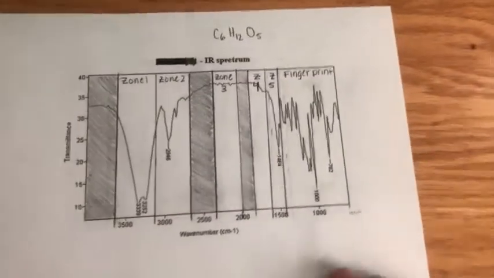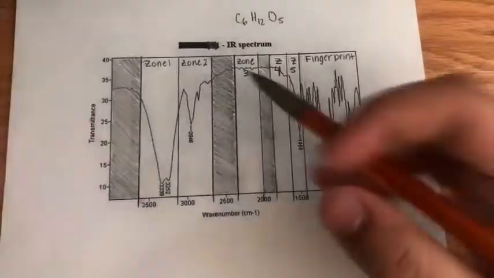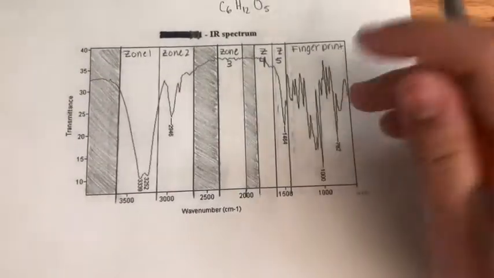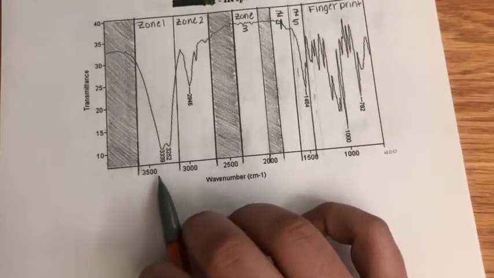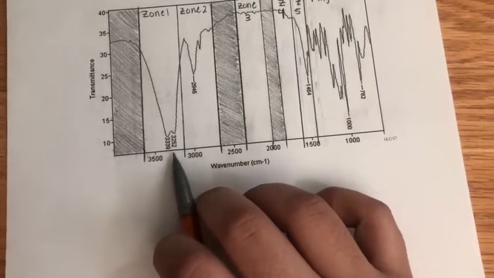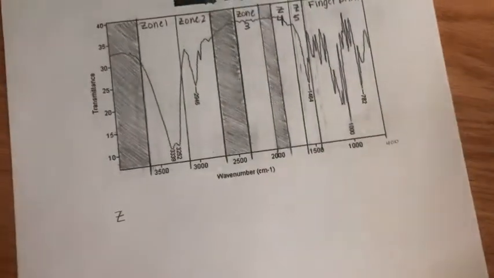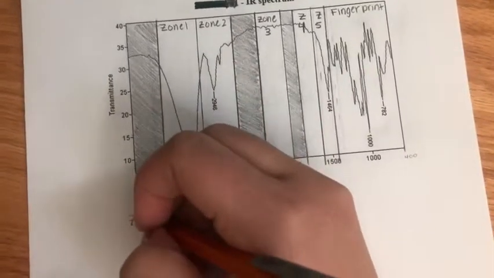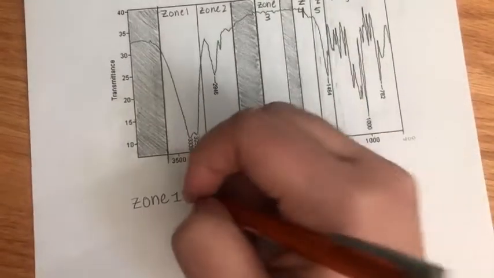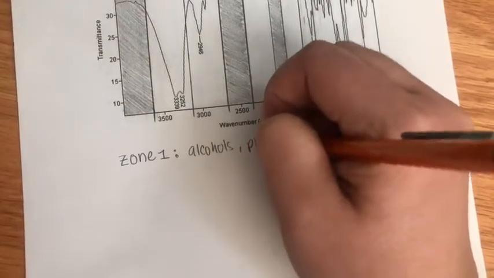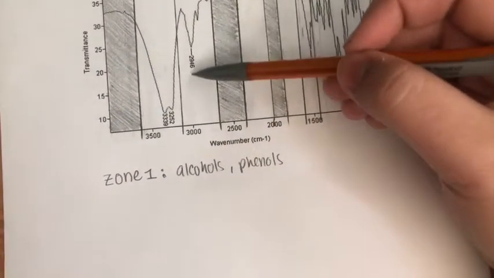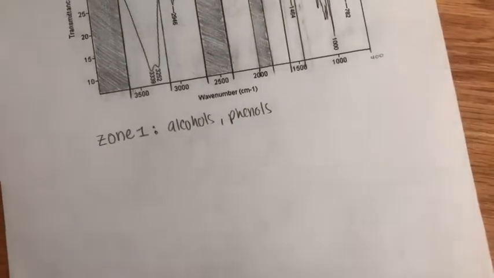Here is our IR spectra, and as you can see, I've already split up the zones so it's easier for us to go through. As we go into zone 1, this tongue-shaped stretch here with little peaks at 3,339 and 3,252 is actually significant of alcohols and phenols. So in zone 1, we have alcohols and phenols. And then in zone 2, we have this small peak right here, which is significant of either a carboxylic acid or an alkane.